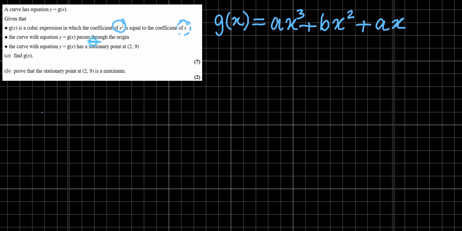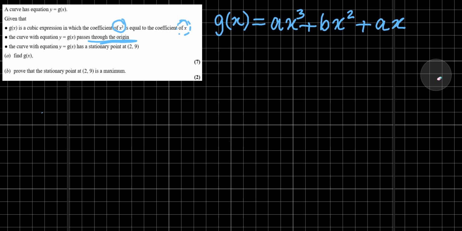So g of x is a cubic graph, so we can write it as ax cubed plus bx squared. Now we've been told that the coefficient of x cubed is the same as the coefficient of x, so we could have plus ax. Because it passes through the origin, even though we could have plus c here, this is 0, so c is 0, so we don't need to put that part there.